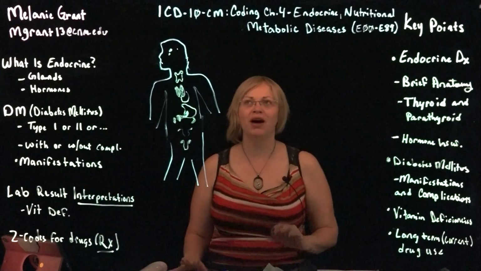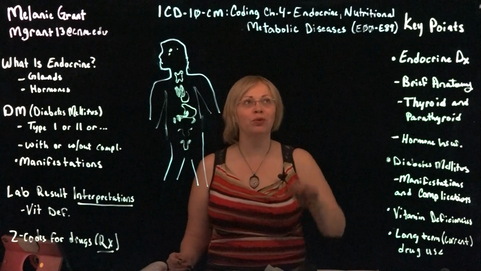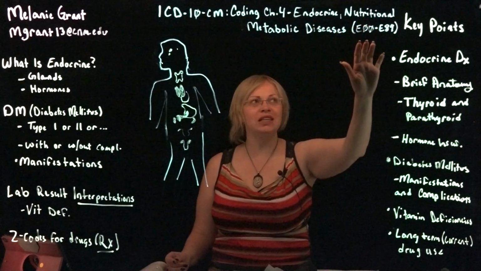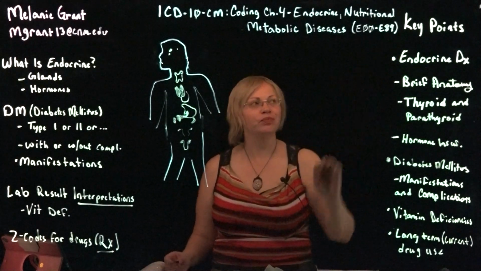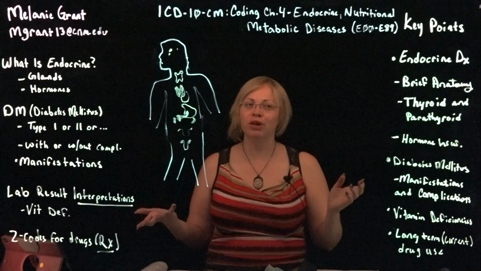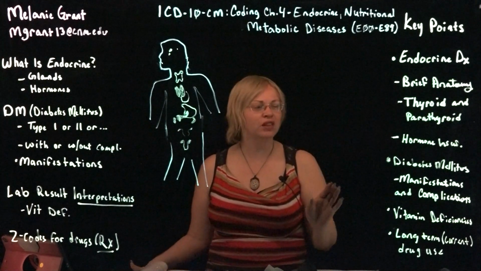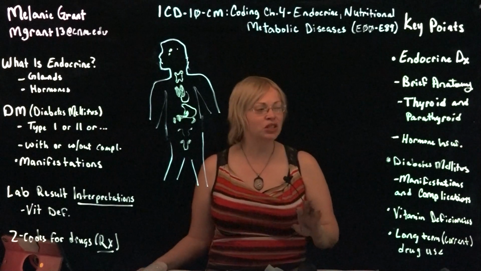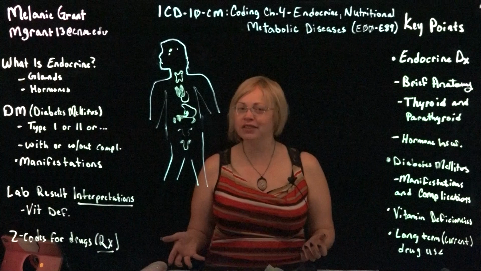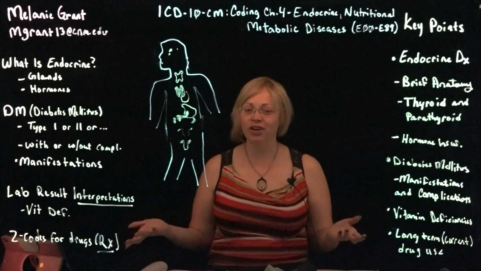Today we're talking about ICD-10-CM coding for diagnoses in coding Chapter 4, Endocrine, Nutritional, and Metabolic Diseases, codes E00 through E89. Some of our key points we'll be looking at are endocrine diagnoses with a brief anatomy review, a little bit of discussion on thyroid and parathyroid conditions, hormonal insufficiencies, and diabetes mellitus, where we'll take a deeper look at manifestations and complications and how to code those.